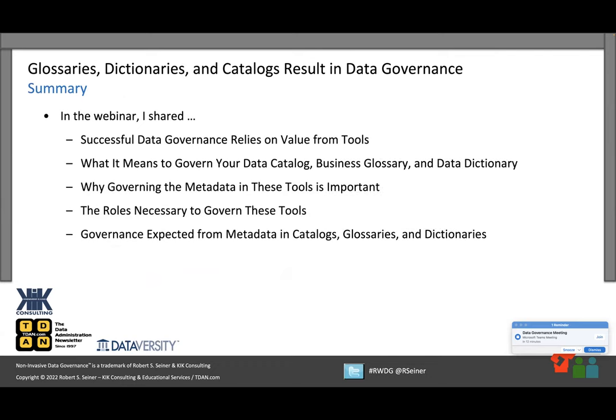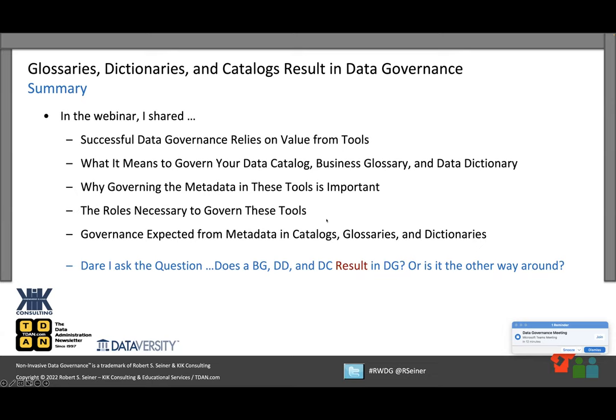So in this webinar today, I walked quickly through some definitions of what data governance, data stewardship, metadata governance, and metadata stewardship are. I even went through quick definitions of what a business glossary, dictionary, and catalog were before I jumped into how successful governance relies on the value of the tool, what it means to govern these tools, and why governing the metadata in these tools is important. We even talked through quickly some of the roles that are associated with having formal governance around your metadata, and then the governance expected from metadata in the catalogs, glossaries, and dictionaries.